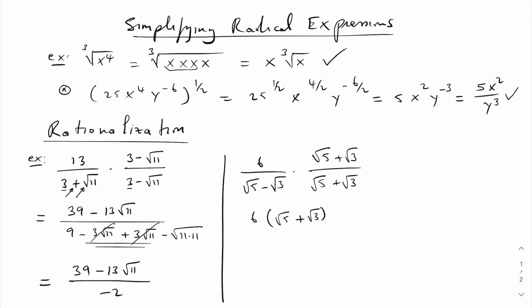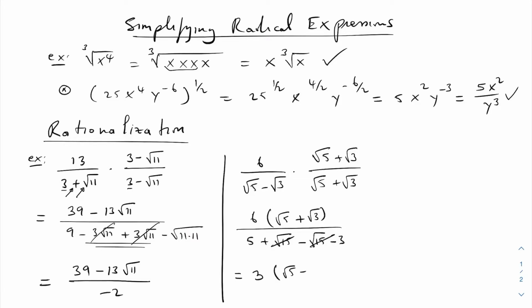5, and then plus root 15, and then minus root 15, and then minus root 3 times root 3, which is 3. And then that's going to give you, if you do 5 minus 3, you get 2. And then the 6 divided by 2 will give you 3. So you're going to have 3 multiplied by root 5 plus root 3.